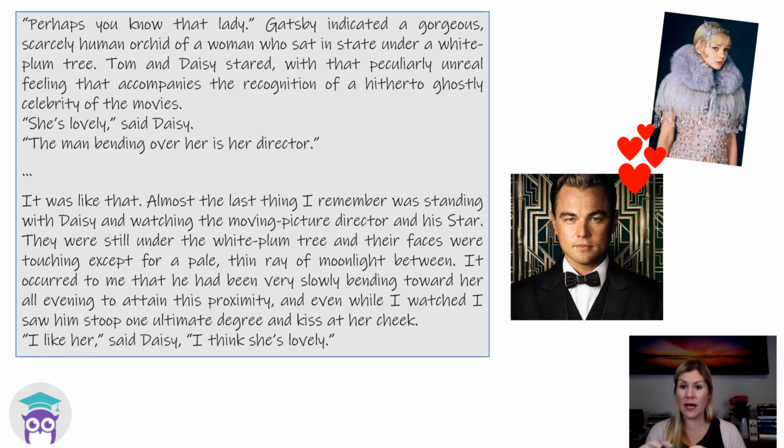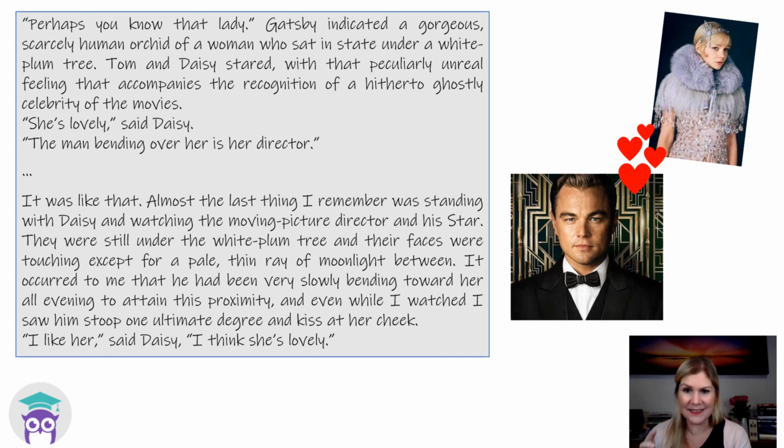Daisy is that perfect still woman, almost a statue in Gatsby's mind. And he, for the last 5 years, has been moving closer and closer and closer. Look at how romanticized it is. You know, this idea of the moonlight, this thin ray of moonlight between them. This is how Gatsby views the relationship and the movement of the relationship and how special it is.